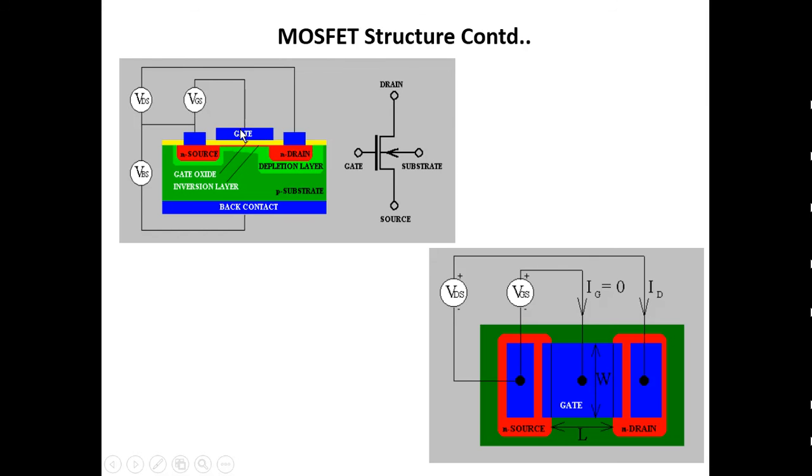No, this is the gate and this is the drain. This is the drain and this is the source. So between the source and the gate we apply VGS. Between the drain and the source we apply VDS. So VDS is a positive voltage and VGS is also a positive voltage.